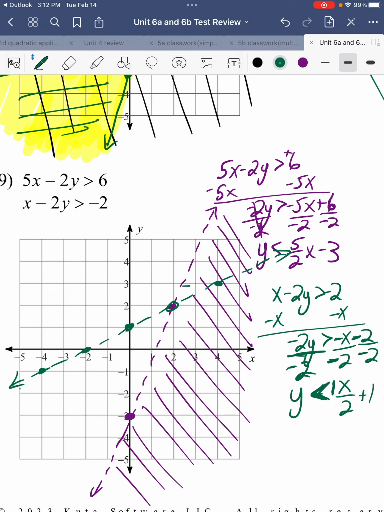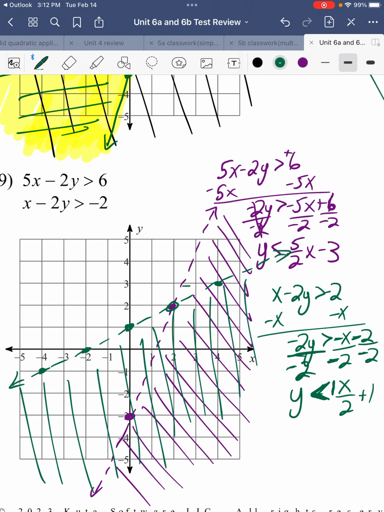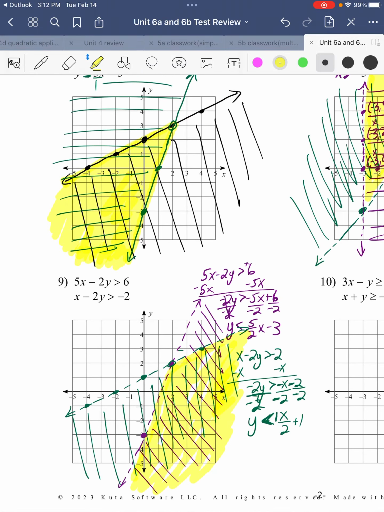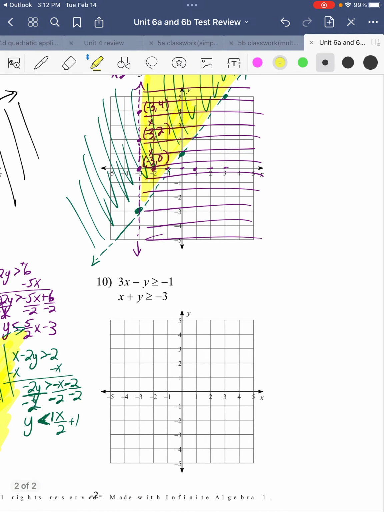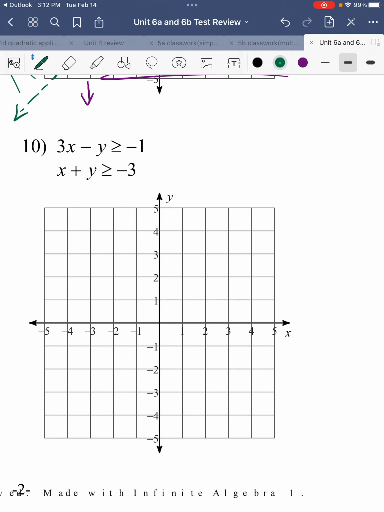And then where are we shading? Less than. Less than's down below the line. And where are they overlapping? Looks like just in this area right here, not including the boundary, because they are not equal to. Any coordinate in that area is the solution to the system of inequalities.